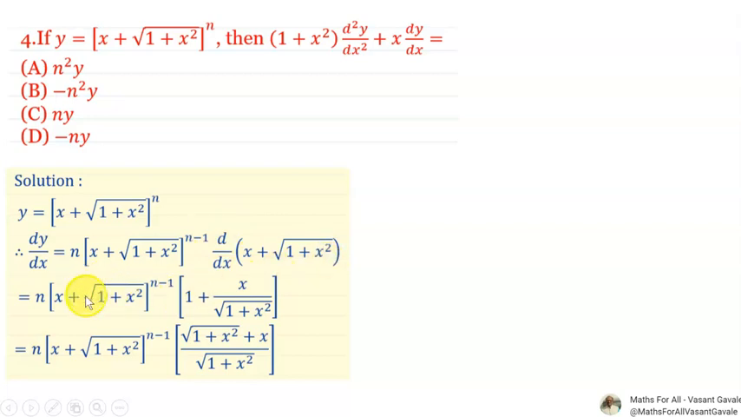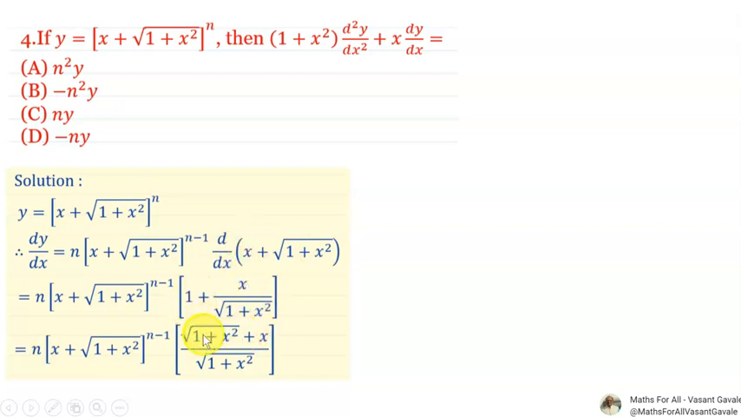Okay, keep this as it is. Derivative of x is 1. Derivative of root of 1 plus x square is 1 upon 2 times root of 1 plus x square into derivative of 1 plus x square, which is 2x. Again the 2 will get cut there. Then you will get here x upon root of 1 plus x square, and this 1.